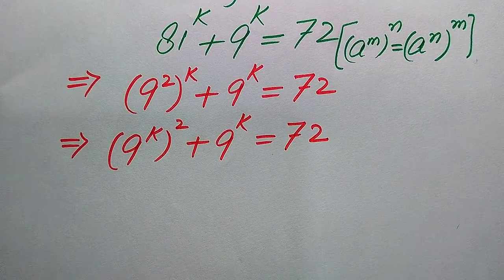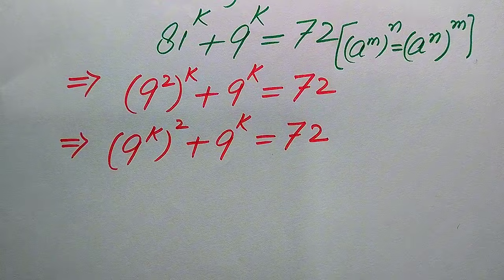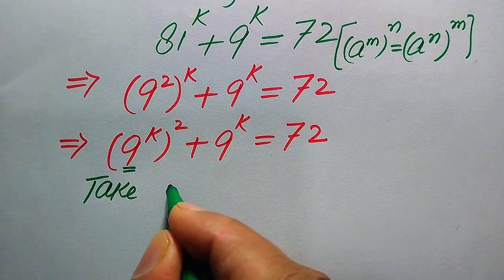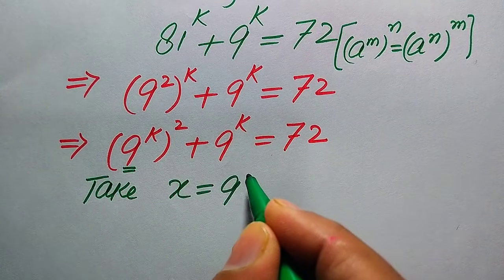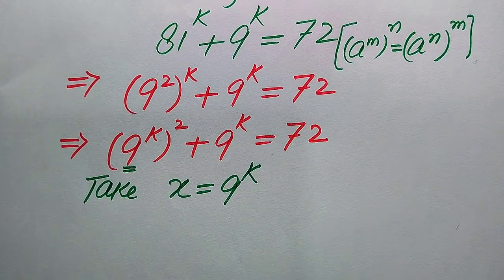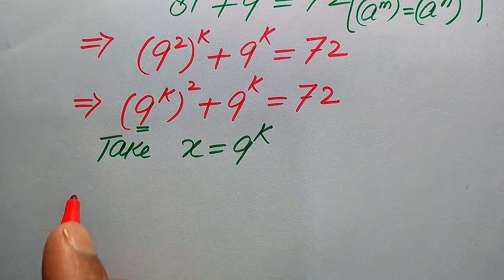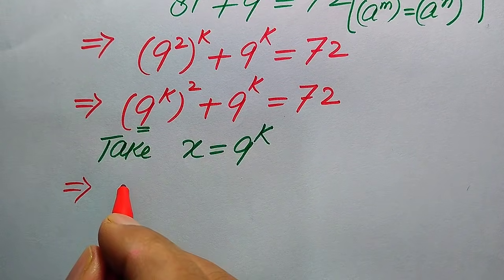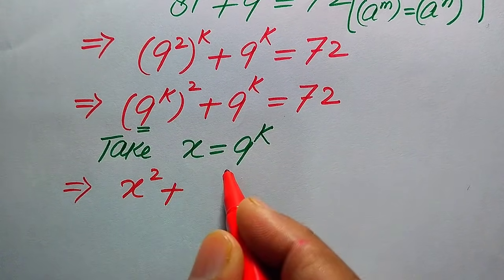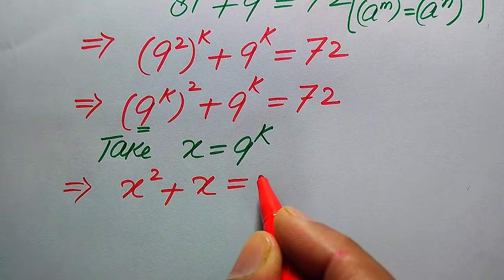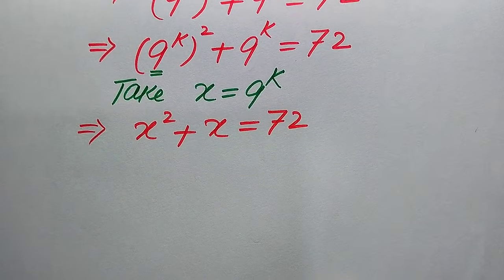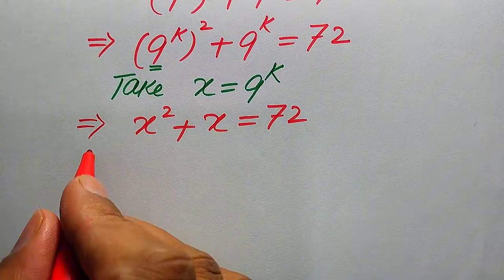And now you see that the bases of both of these two terms are the same, so we take the base of this term equal to x. So we have x is equal to 9 to the power of k. When we substitute this value of x into the above equation, it becomes x squared plus x is equal to 72. Now this equation becomes a quadratic equation in the x variable.